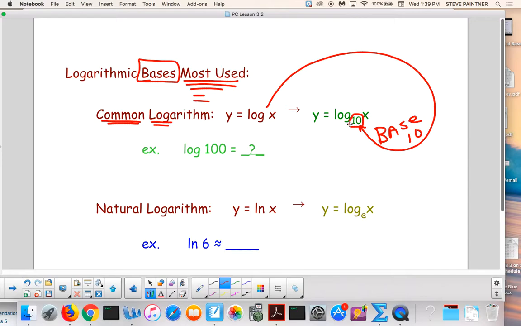So look at that problem right there. What's log of 100? 2. Does that make sense? Okay, so let's try it. Base 10. 10 to the what? Second equals 100? Sure it does. Do me a favor. Because it's such a common base, they programmed it into your calculator. Would you just type it in? What's log of 100?